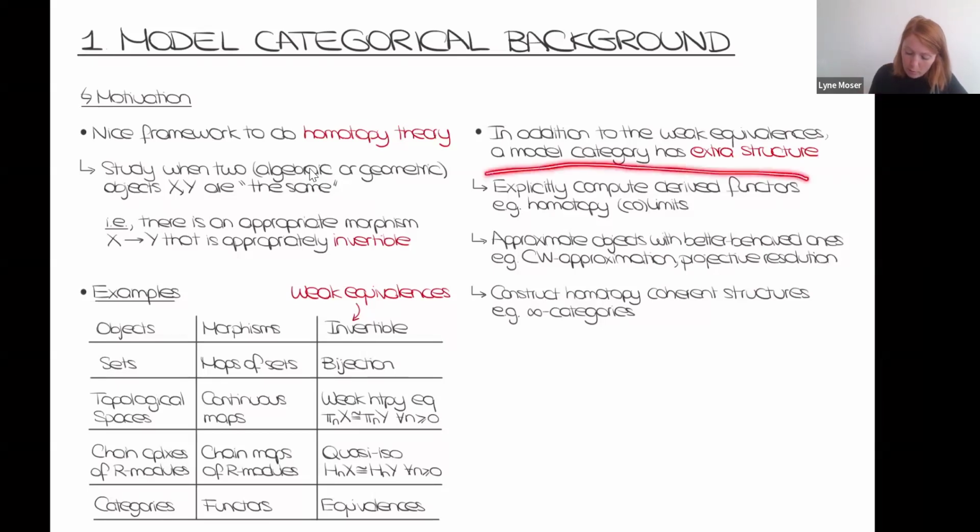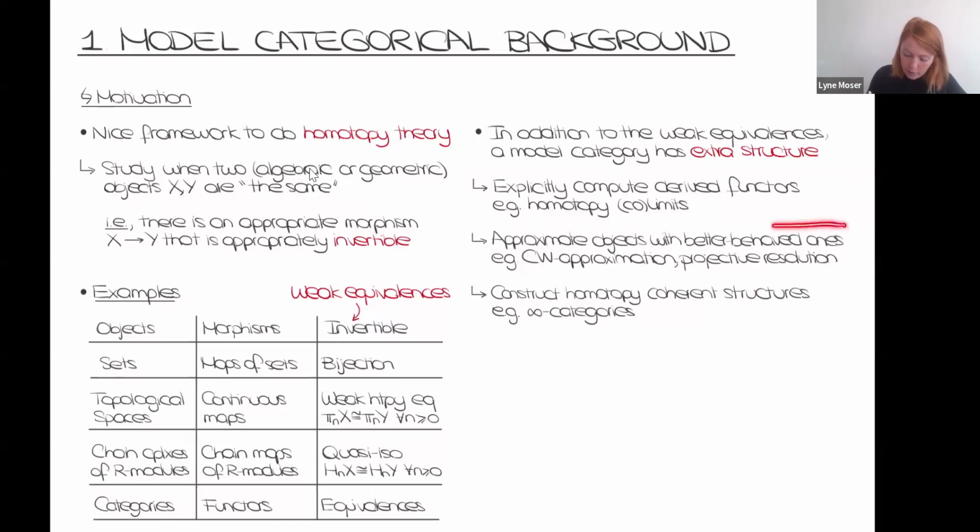For example, you can explicitly compute derived functors using this additional structure, such as homotopy limits or homotopy colimits, or other functors that you would have in mind. These are functors that descend to the homotopy categories. In particular, they will preserve weak equivalences, that is, send weakly equivalent objects to the same thing.